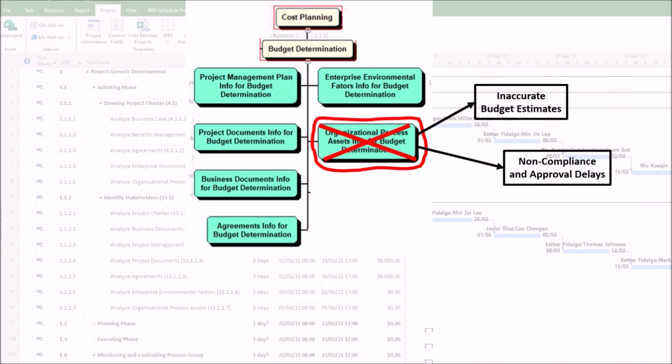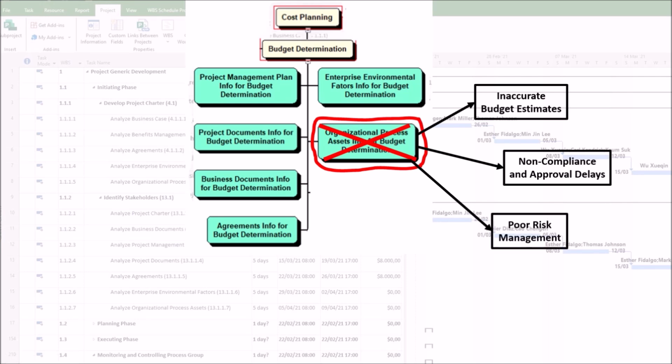2. Non-compliance and approval delays. First, unused templates and policies. Skipping standardized budgeting templates or approval workflows can cause inconsistencies, requiring rework. Second, regulatory risks. Overlooking organizational financial policies, such as tax reporting standards, may lead to compliance violations. For example, a team bypasses the required multi-tier approval process, causing delays when finance departments reject the budget.